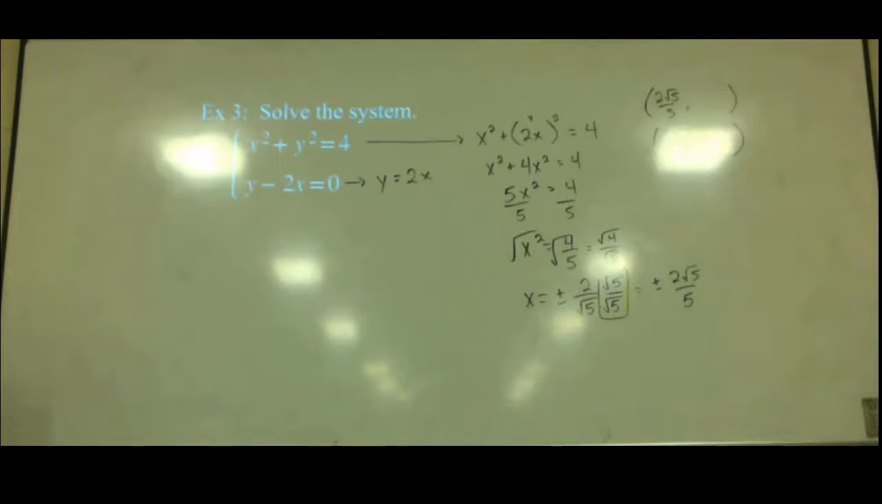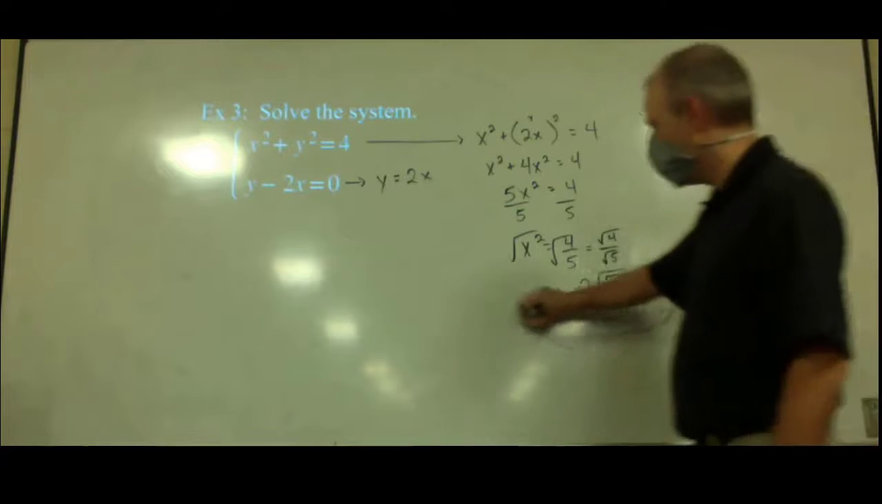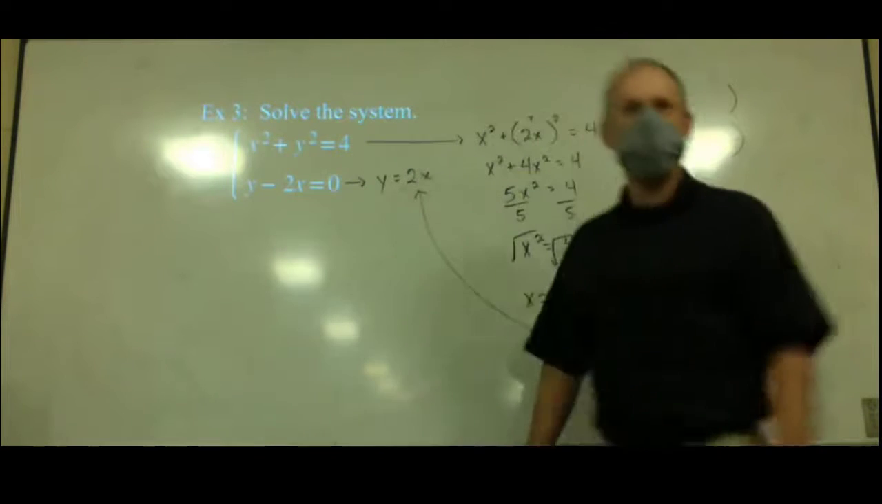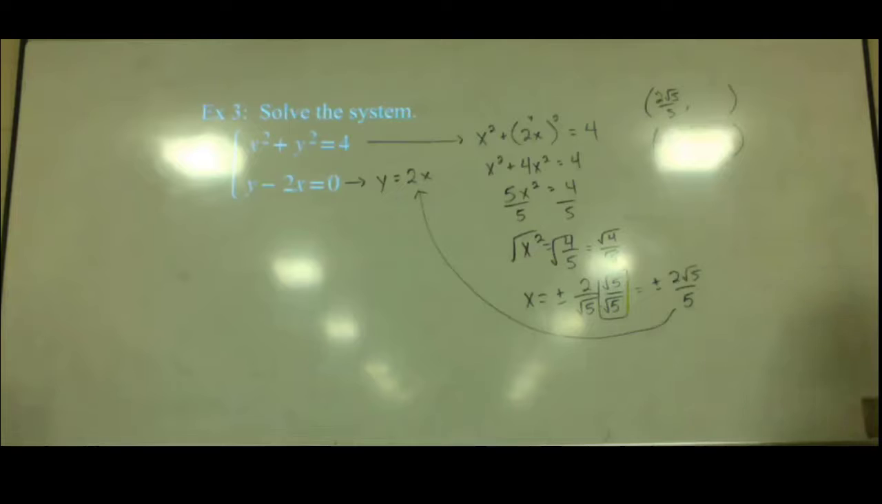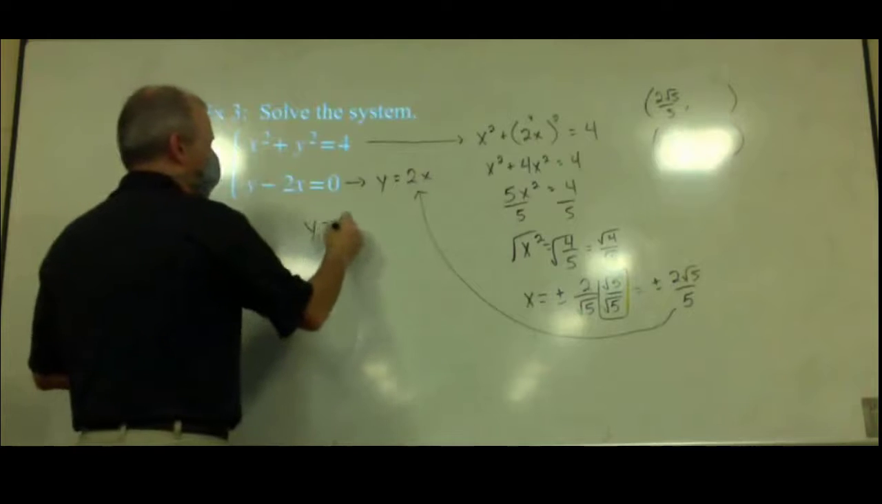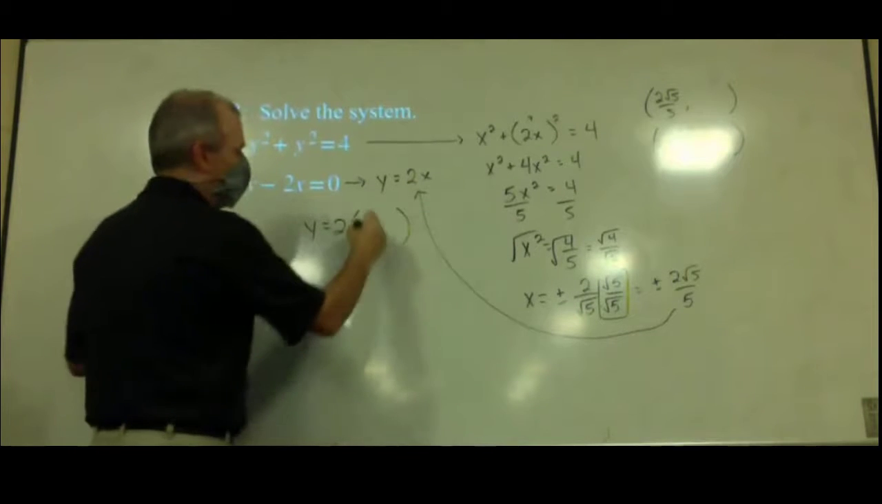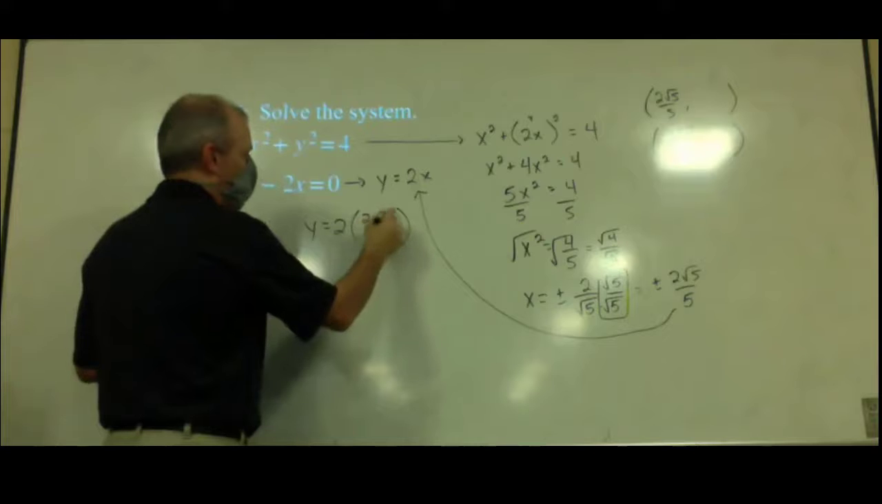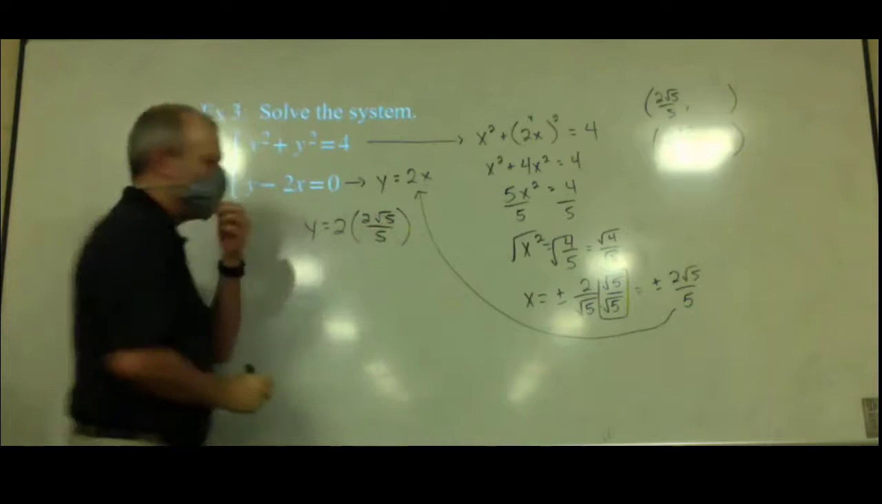How do we figure out the y values? We go back to where we started, right? Because we know that y is equal to 2 times the x value. So y is going to equal 2 times, if we do the positive, 2 square root of 5 over 5, what will that be?